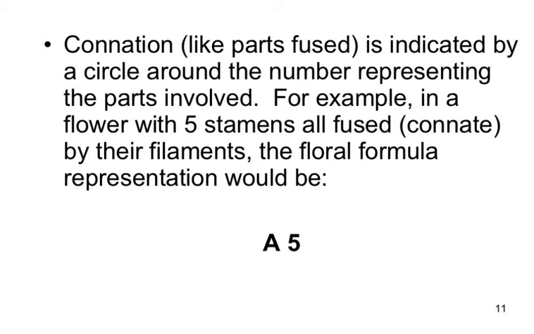And the fusion, as I told you in the beginning, when they are fused, we will put a bracket. See, connation means fusion of similar parts in a flower. For example, petals fusing with petals, or carpels fusing with carpels, or stamens fusing with stamens. So, fusion of similar parts is called connation. And often connation is represented with the help of a bracket. The fused parts are present in a bracket.